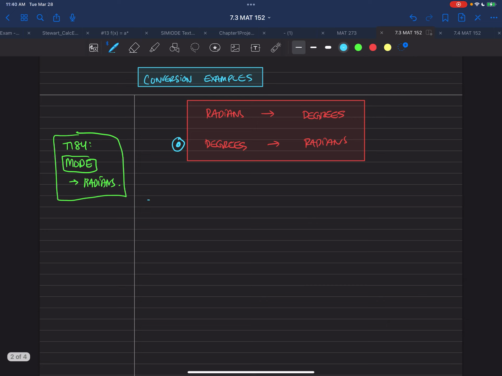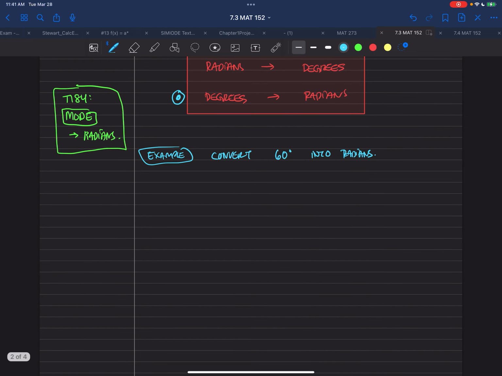So we might have an example of convert, let's say 60 degrees into radians. How do we do this? Well, first of all, we need to know how many radians are in a full circle of rotation.